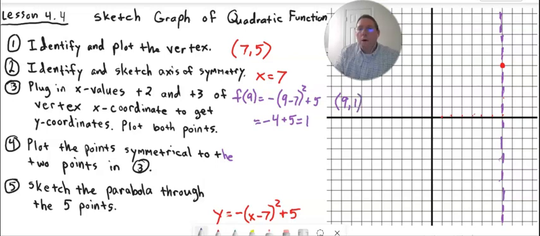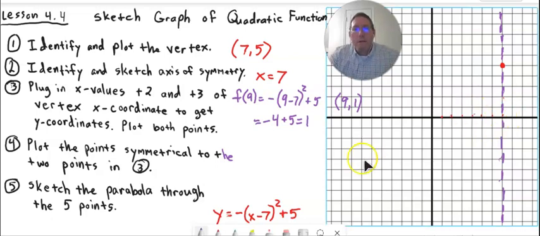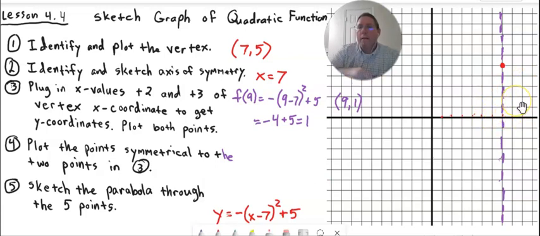Okay, so let's go to 9, 1. Well, this point right here, the axis of symmetry, this is 7, so then we'll go 8, 9, and then up 1. There's 1 right there. Okay? All right, so we're going to put 1 point right there.